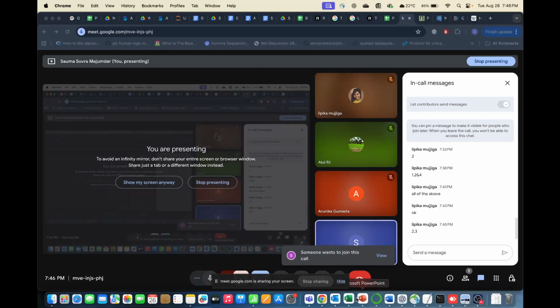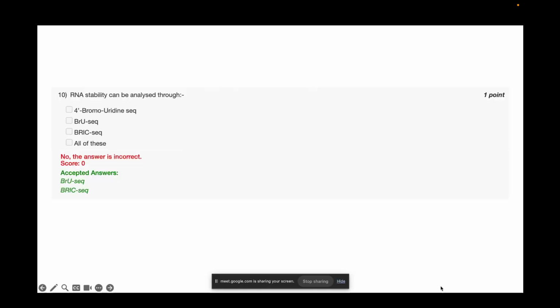Okay, yeah, you're correct. BRIC-seq is basically bromouridine. You tag the sequence with that, and after tagging with bromouridine, you sequence the rest of the molecule. So yeah, 2 and 3 are correct.